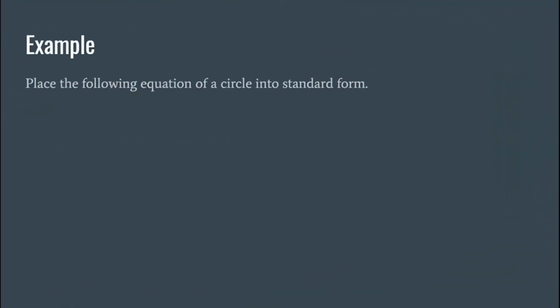Let's take a look at an example here. We're going to put this equation into standard form. First step, remember, was to move all the constants to the opposite side of the equal sign. So we'll do that first. And then we'll group the x's and the y's together, like so. Now for each of these, we're going to complete the square.